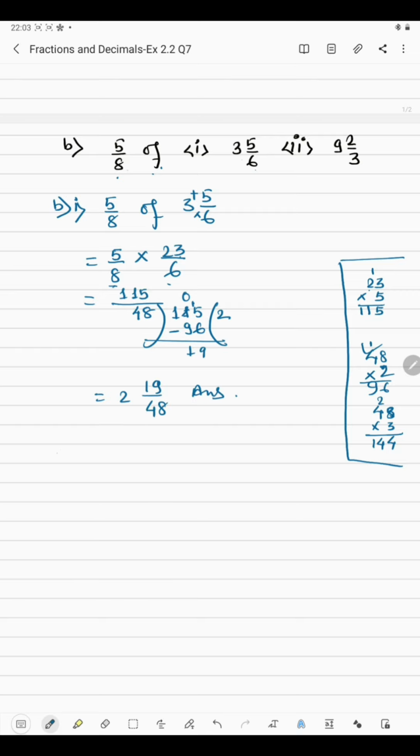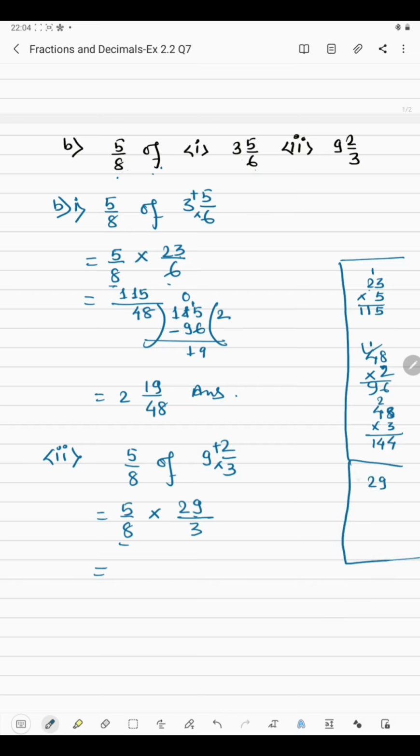Now the second part of this is 5 by 8 of 9 2 by 3. Now 5 by 8 will be multiplied by this into this plus this, so 3 9s are 27, 27 plus 2 is 29 by 3. Now again these and these we cannot cancel, so we will have to multiply. So 29 multiplied by 5, here we will multiply the numerators. So 29 multiplied by 5 is 5 9s are 45, 5 4 carry, 5 2s are 10, 10 plus 4 is 14. So 145 divided by 8, 3 8s are 24.